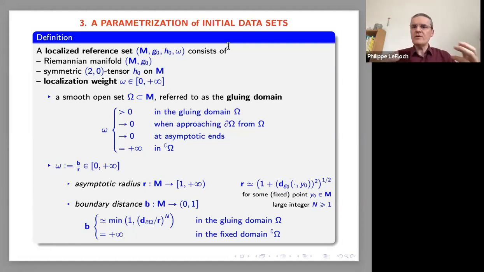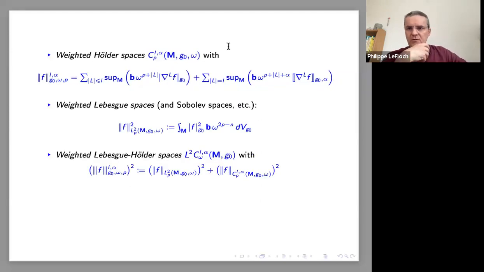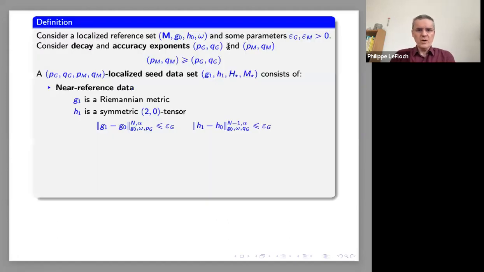I have something that will serve as a reference. There is a domain of gluing and a weight that is adapted to it. Now we are going to work in weighted Hölder spaces based on these weights, omega and b, like I'm defining here. So we have weighted Hölder, Lebesgue, Sobolev spaces. And in fact, some of the norms you will see later on in the statements will be triple norms. I put 3 bars to denote the Hölder norm, to which I'm adding the L2 norm of the function itself without derivative. It turns out to be good for our estimates.